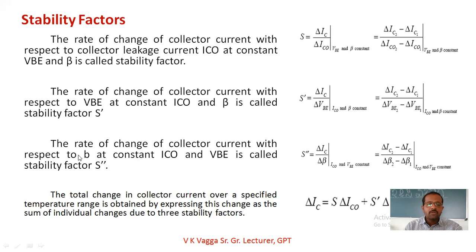And if you take one more stability factor, S double dash, it is the rate of change of collector current with respect to beta at constant ICO and VBE. It is called the stability factor S double dash, in which S double dash is delta IC divided by delta beta, where delta beta is equal to beta 2 minus beta 1. It gives the change in beta, at which ICO and VBE are maintained constant.